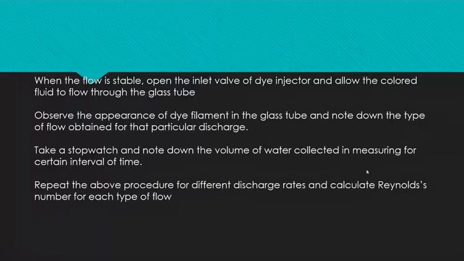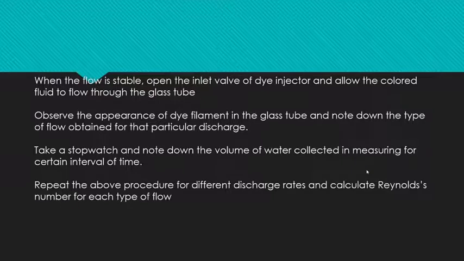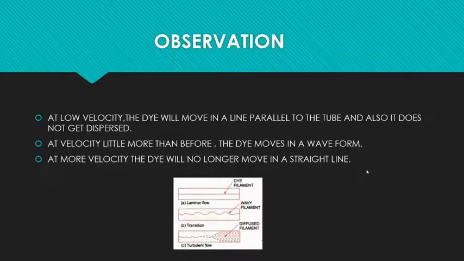When the flow is stable, open the inlet valve of the dye injector and allow the colored fluid to flow through the glass tube. Observe the appearance of the dye filament in the glass tube and note the type of flow obtained for the particular discharge. Take a stopwatch and note down the volume of water collected in a measuring tank for a certain interval of time. Repeat the above procedure for different discharge rates and calculate the Reynolds number for each type of flow. Further, Bhavna will continue.